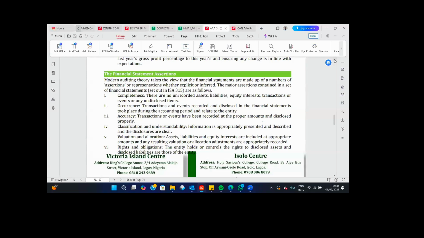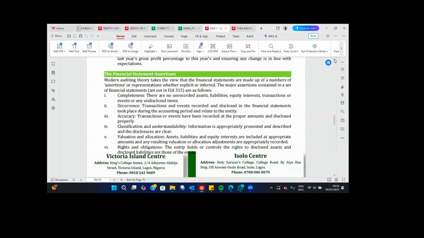Number 6 is talking about rights and obligations. Rights and obligations is also talking about account balances, and it relates to assets and liabilities. Right is to asset, obligation is to liability. Right, what is an asset? An asset is anything that is used by an organization to generate economic benefits or value. We call it an asset.